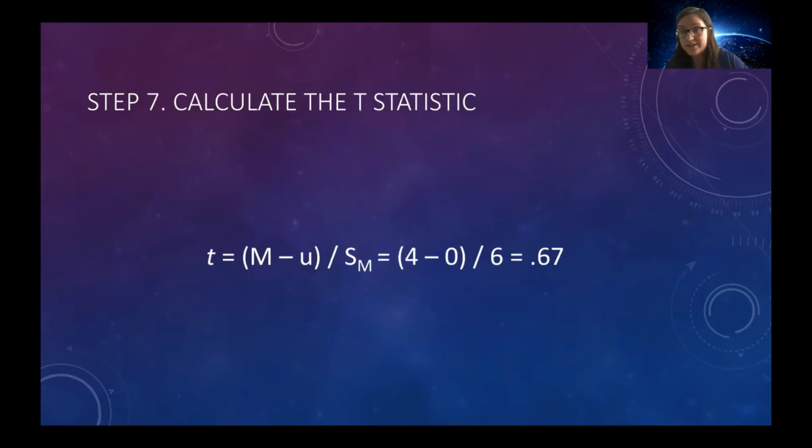Then you're going to calculate your t-statistic. So it's pretty straightforward. Your t-statistic is going to be the mean of your current sample. If you remember, our mean was 4, minus our population mean, which we talked about was going to be 0. And then you divide it by that standard deviation of the distribution of means that we got, which was 6. And our t-statistic is going to be 0.67.